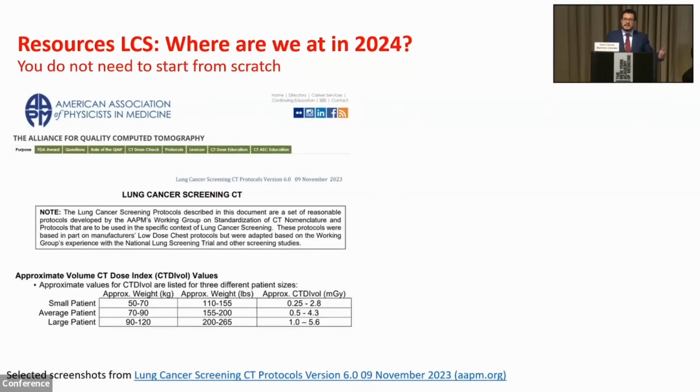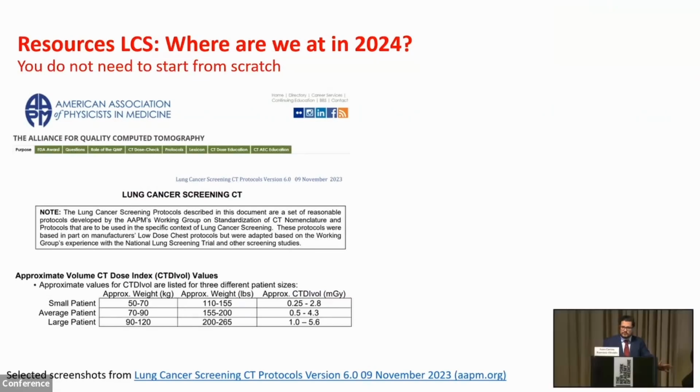Being a physicist, I normally start with the AAPM. I'm based here in the United States. And I think a very good starting point that is probably used by a lot of your practices, if you are in the United States, are the lung cancer screening protocols provided by the American Association of Physicists in Medicine.